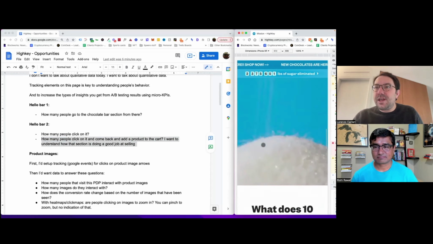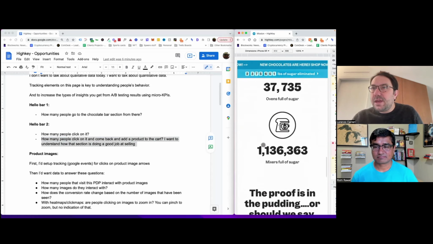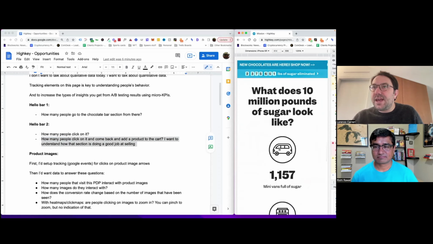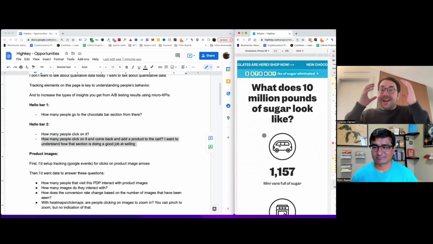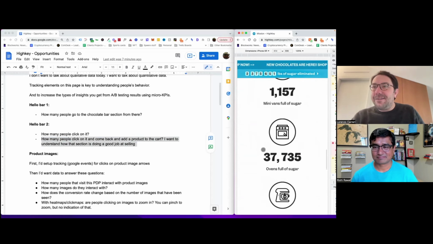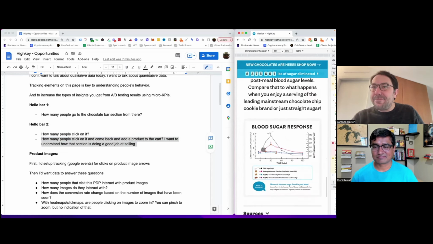And there's also like a very nice section here, with numbers. What does 10 million pounds of sugar look like? So now all of a sudden, people have a visual representation of the amount of sugar, and then they have this image, which they also have in the product page, but in the hidden section, which I think is doing a pretty good job at selling the whole concept of the bad impact of sugar on your body. So I would want to understand.